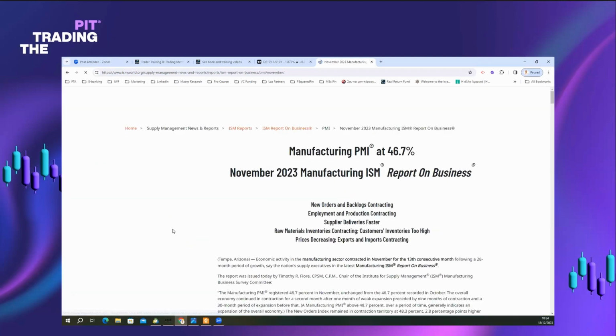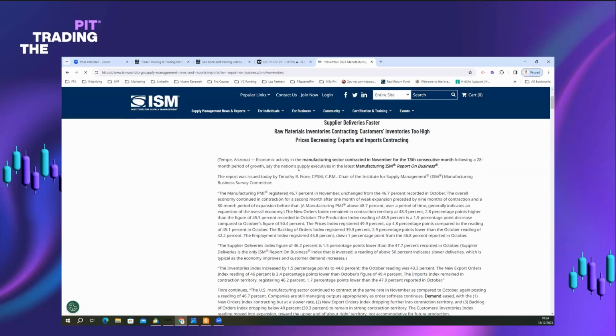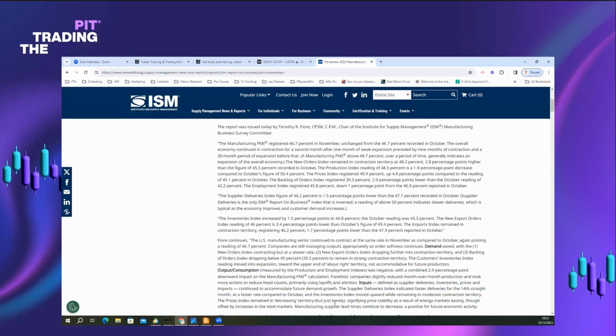So you report. What happened? Economic activity in the manufacturing sector contracted in November for the 13th consecutive month. Everything you need is right here.